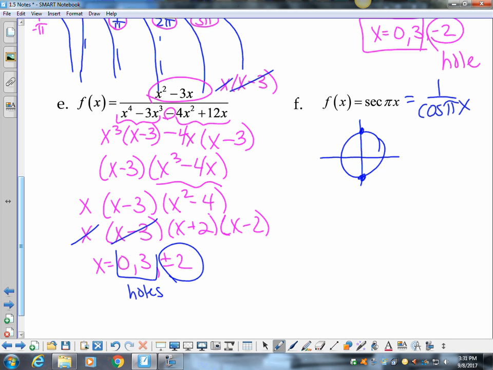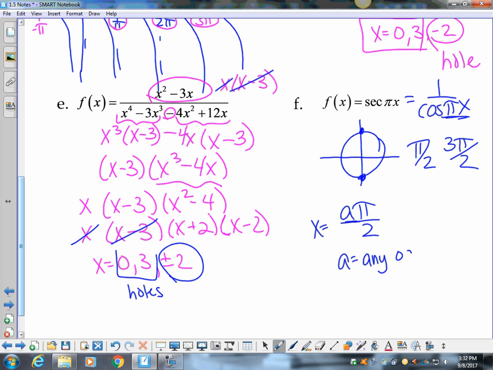So x can't be those numbers, which means I would have an asymptote there because that would cause a 0 in the denominator. So it happens at pi over 2 and 3 pi over 2, and then all multiples of that. So the pi and the 2 are constant, but then I'm going to put an a up here, and then I'm going to say that a can be any odd integer, because that's a 1, that's a 3, the next one would be a 5.